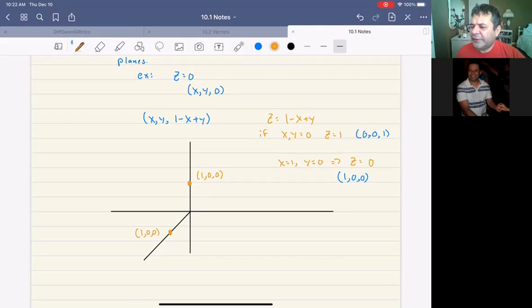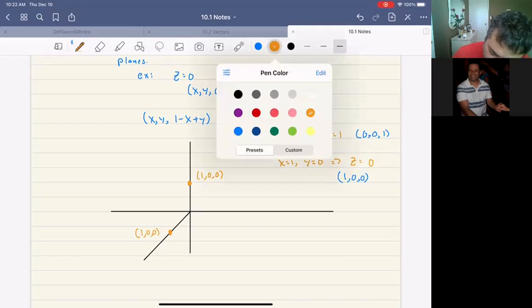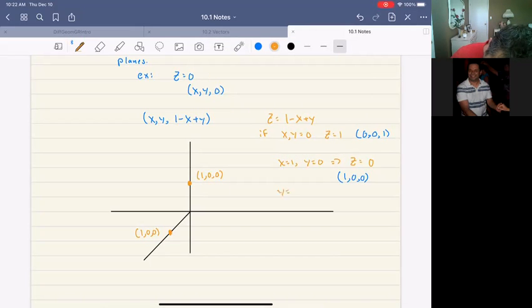Let's pick also now, for example, y equals 1 and x equals 0. If y equals 1 and x equals 0, that means z is going to equal 1 minus 0 plus 1, which is 2. So the next point is 0, 1, 2. So boom, boom, there.